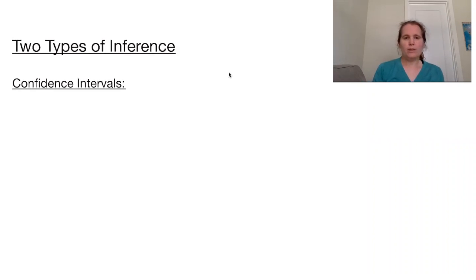Welcome to Two Types of Inference. So we have talked about that we can estimate a population parameter using sample statistics, and we can also test claims.